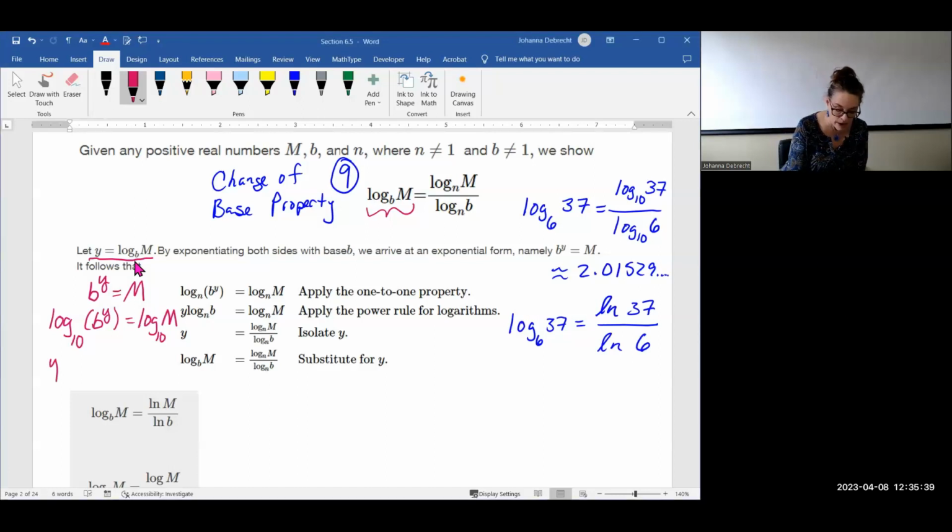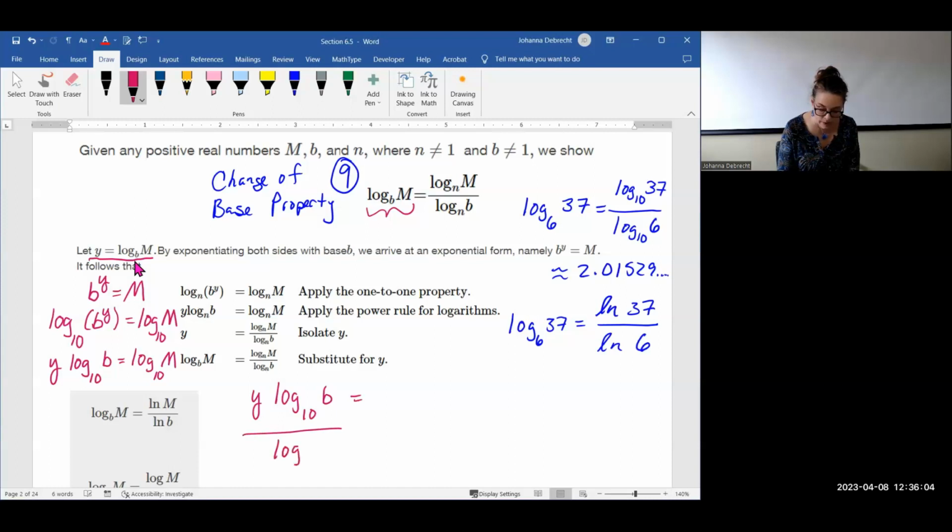So I'm going to pull the power on the answer part to the front, and this gives me y times log base 10 of b equal to log base 10 of uppercase M. And then I'm going to solve for y. I'm going to isolate y by dividing both sides by the logarithm. So I have y log base 10 of b divided by just the log base 10 of b.